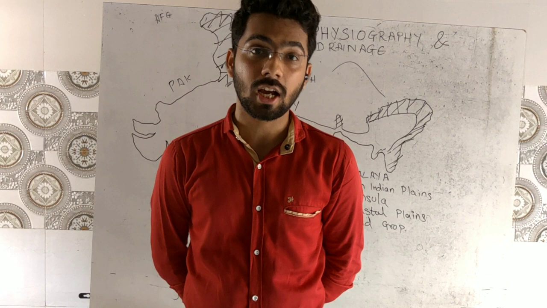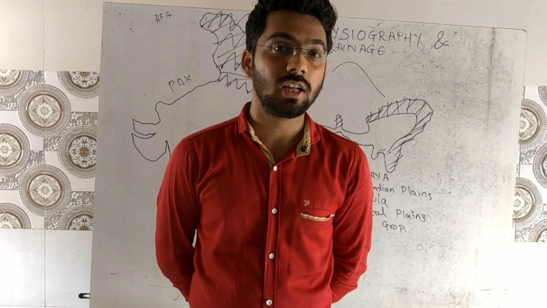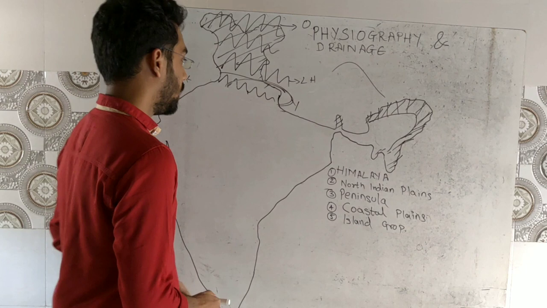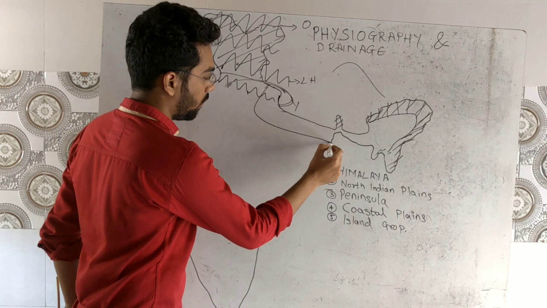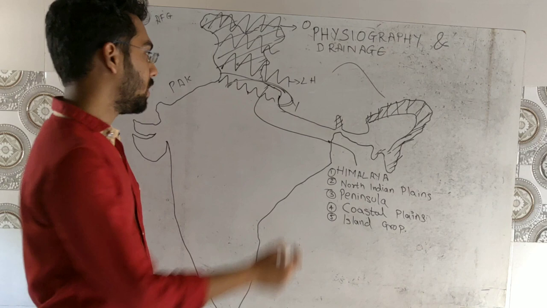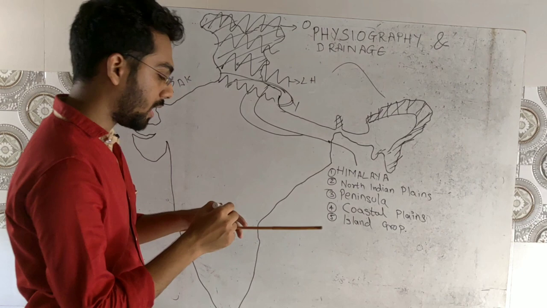So first of all, we'll take a rough idea of how the rivers flow in a particular direction. If you look, the Ganga starts here, and it flows this way and goes into Bangladesh and ends in the Bay of Bengal. Similarly, the tributary of Ganga, Yamuna, also starts and goes and meets the Ganga, and finally they merge into the Bay of Bengal. So what we are going to see is the North Indian Plain.